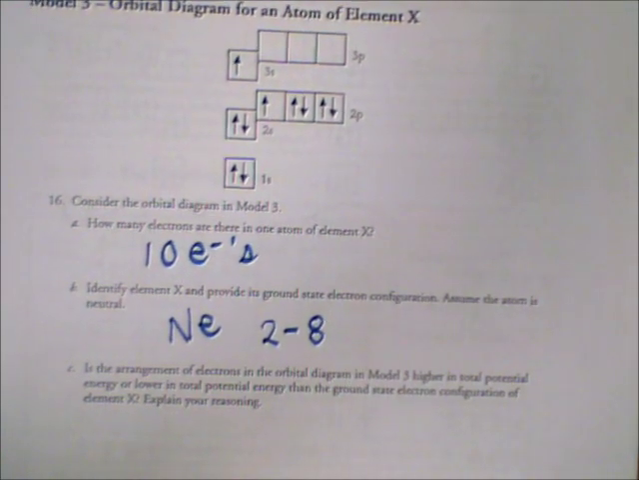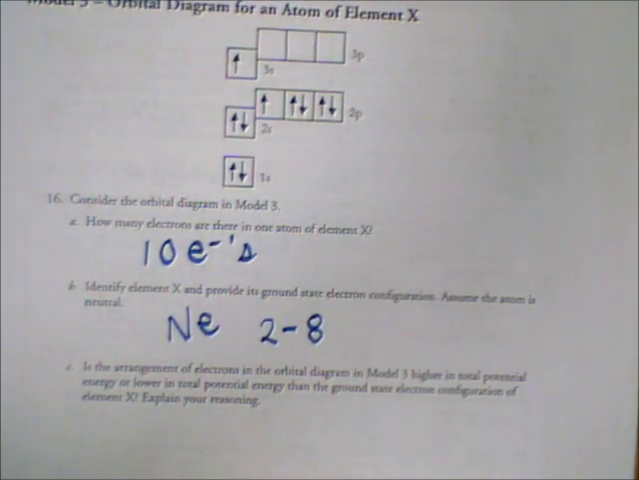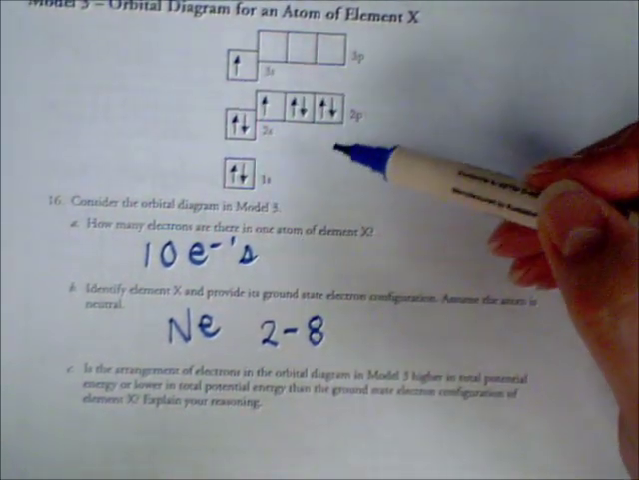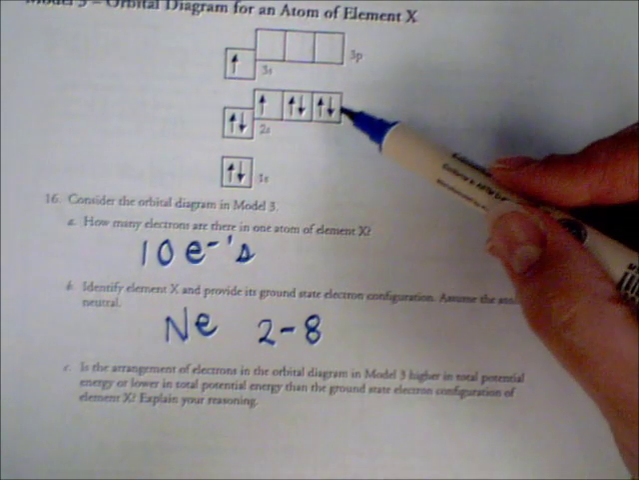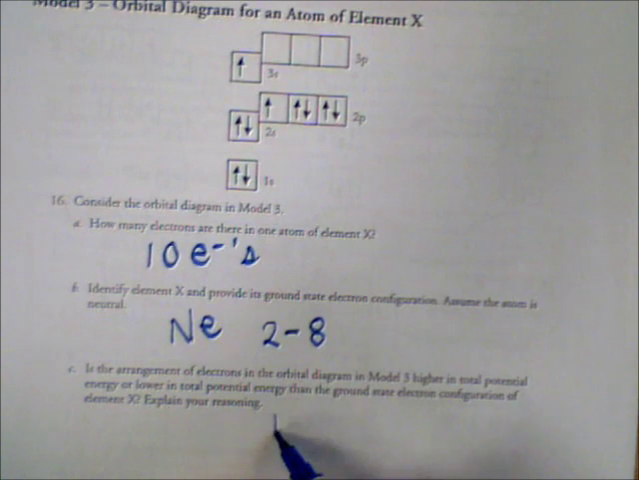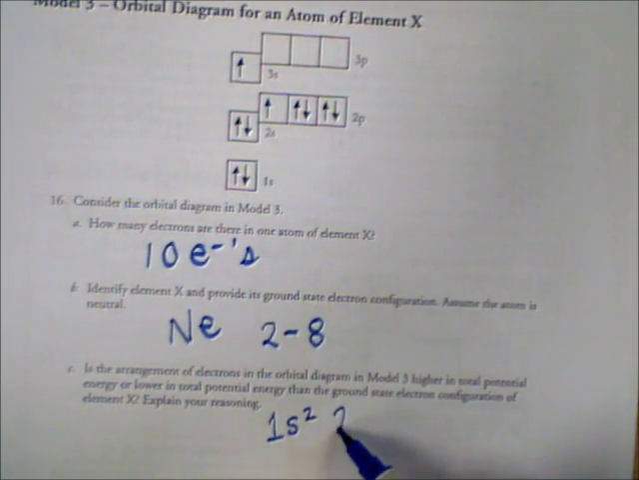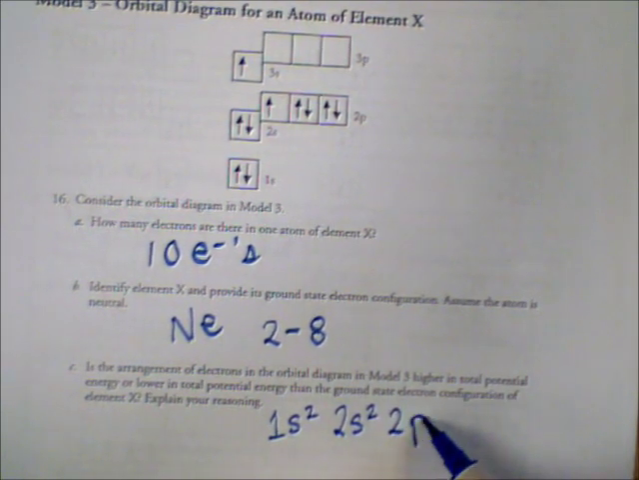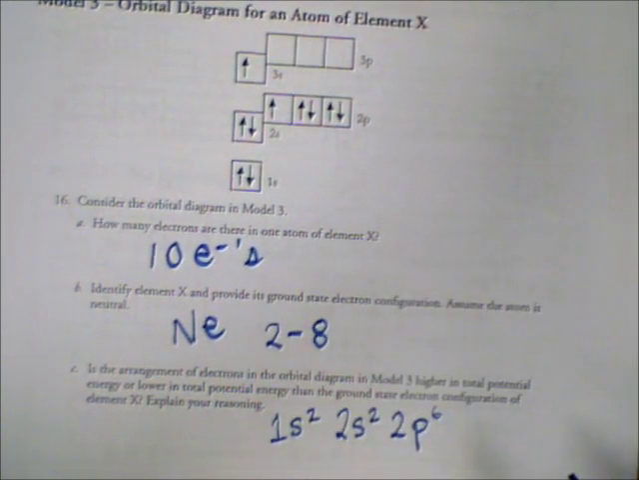Okay. So, is this arrangement, and Mr. Webster, you just noticed that this arrangement that they're showing is not right. There's something wrong up here. Okay? And if this arrangement were correct, what would we be showing? Well, the 1s has 2 in it. And then the 2s would have the 2, and what would the 2p have to have? 2p would have to have 6, to make up the rest of that 8.